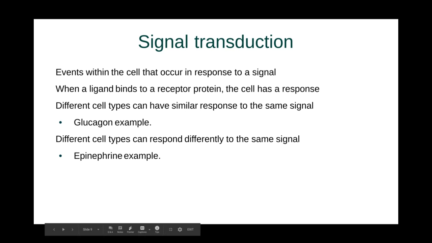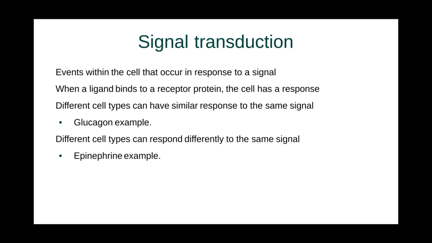Now, those are four main types, but the process we're really going to be keying in on today is what we call signal transduction. This is where we have events occurring in a cell in response to a signal. What we've been talking about thus far is when a ligand binds to a receptor and that induces some sort of cellular response.